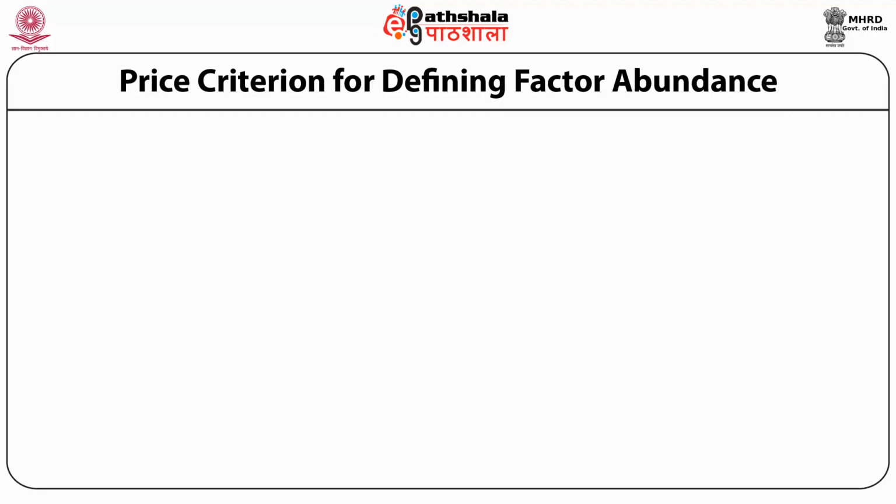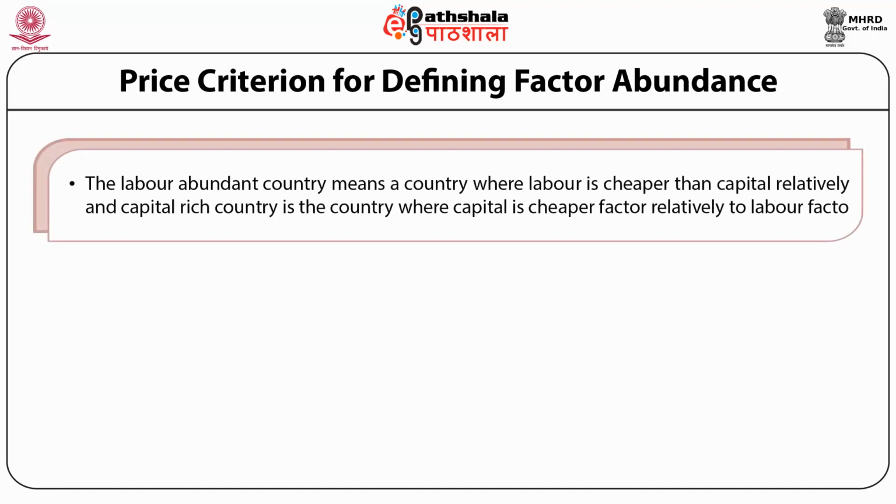Price criteria for defining factor abundance. The labor-abundant country means a country where labor is relatively cheaper than capital, and the capital-rich country is the country where capital is a cheaper factor relative to labor.